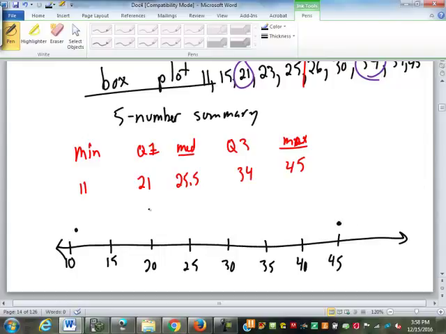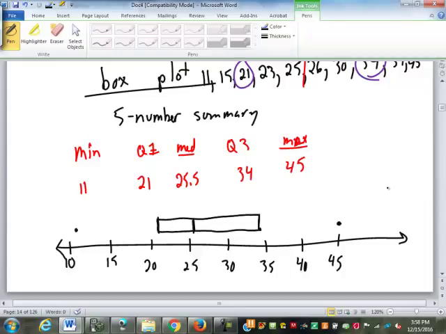All the other ones, I'm actually going to put a small vertical line. So the first quartile is 21. Put a small line like that. Median's at 25.5. I'm going to put a small line there. Third quartile's at 34. Put a small line there. I can connect these to make a box. So it's called a box plot.